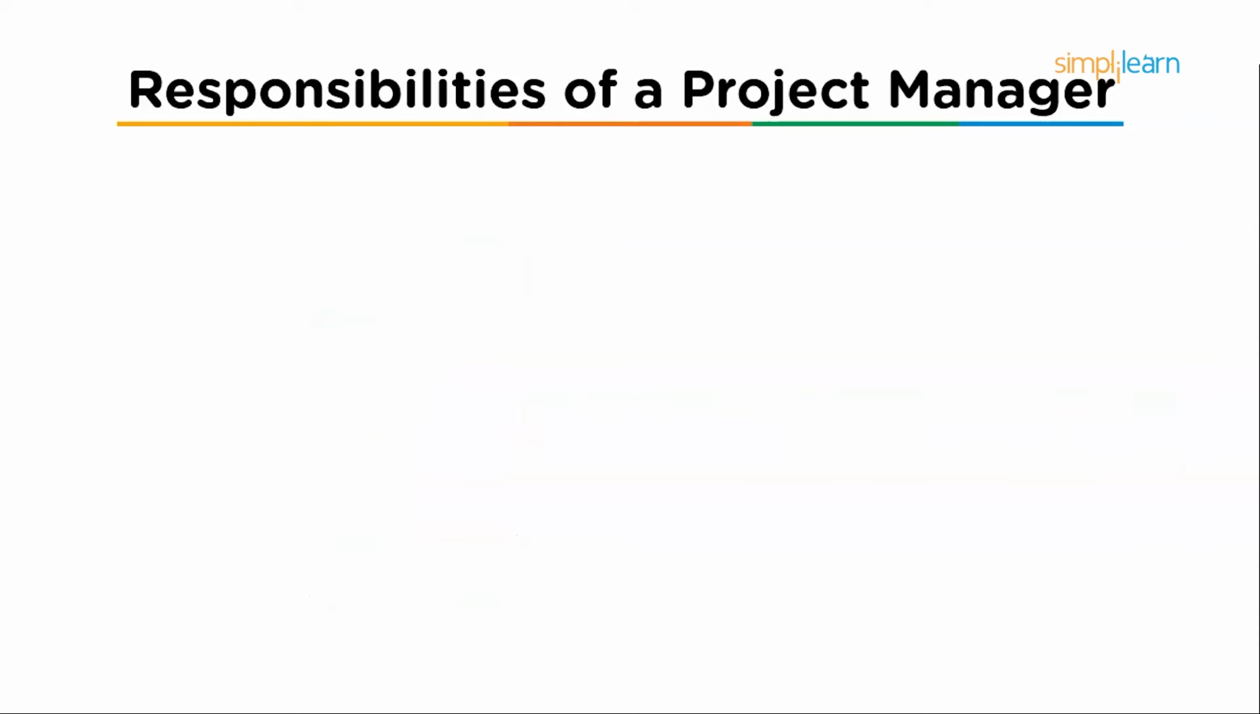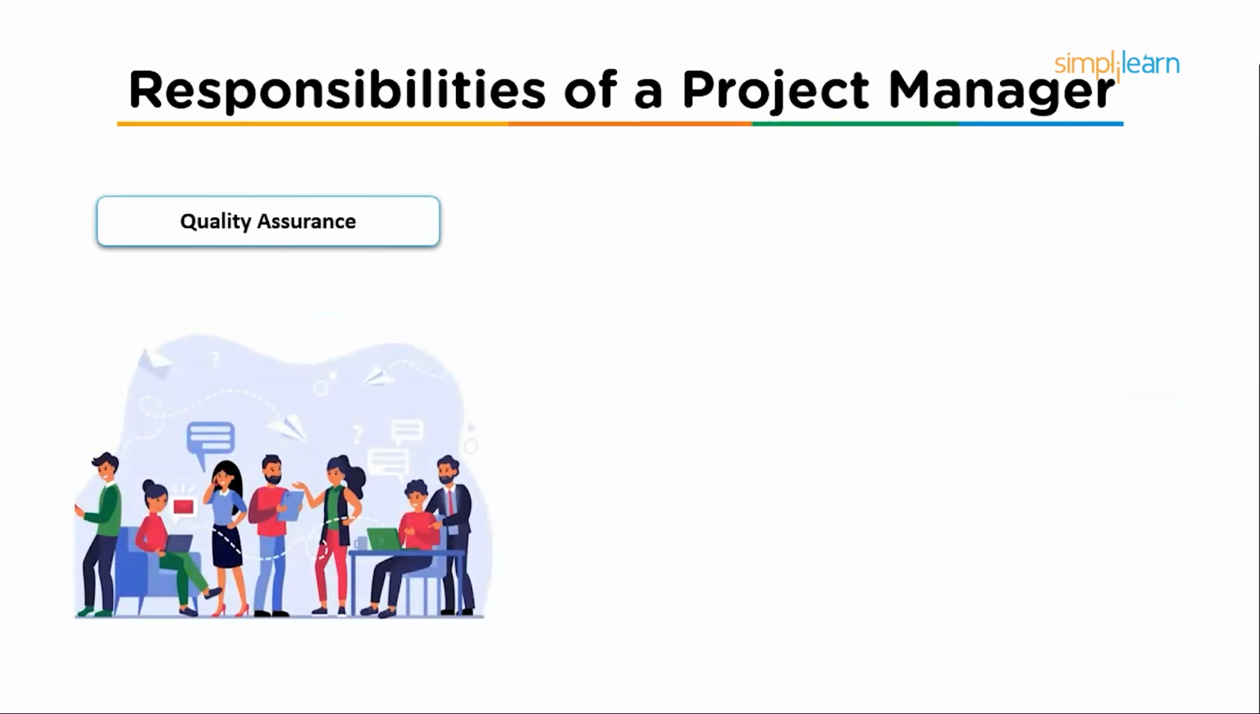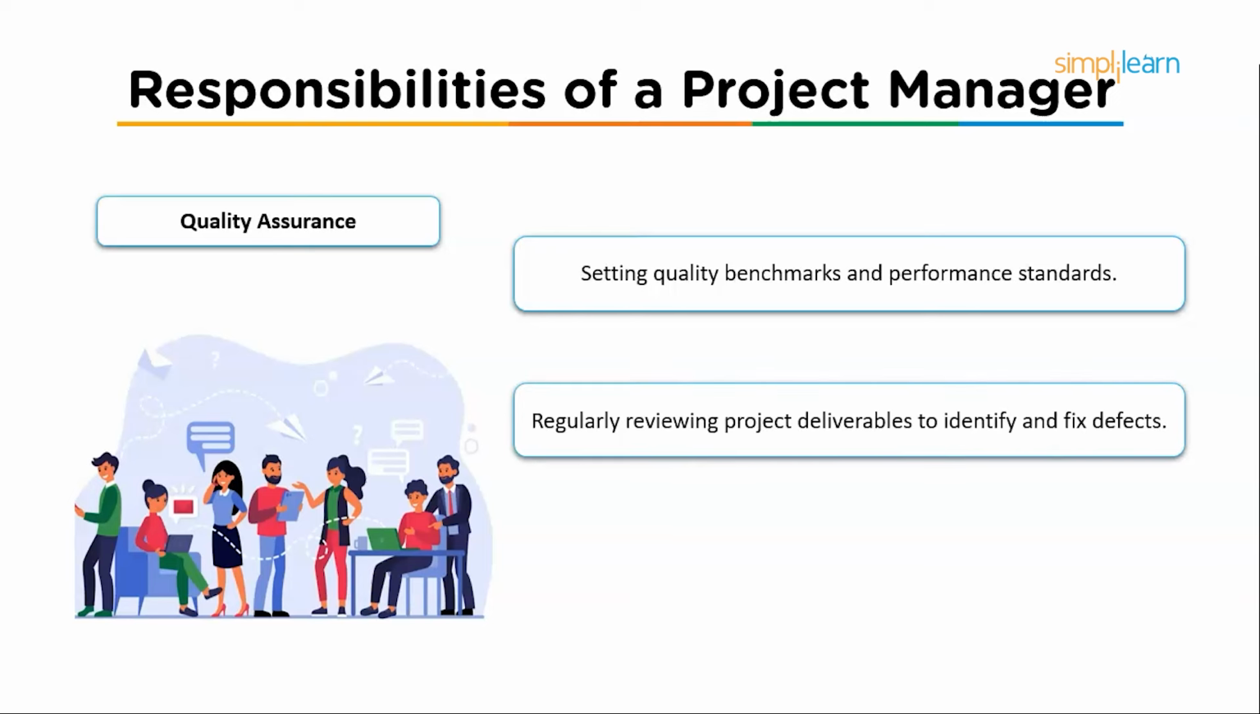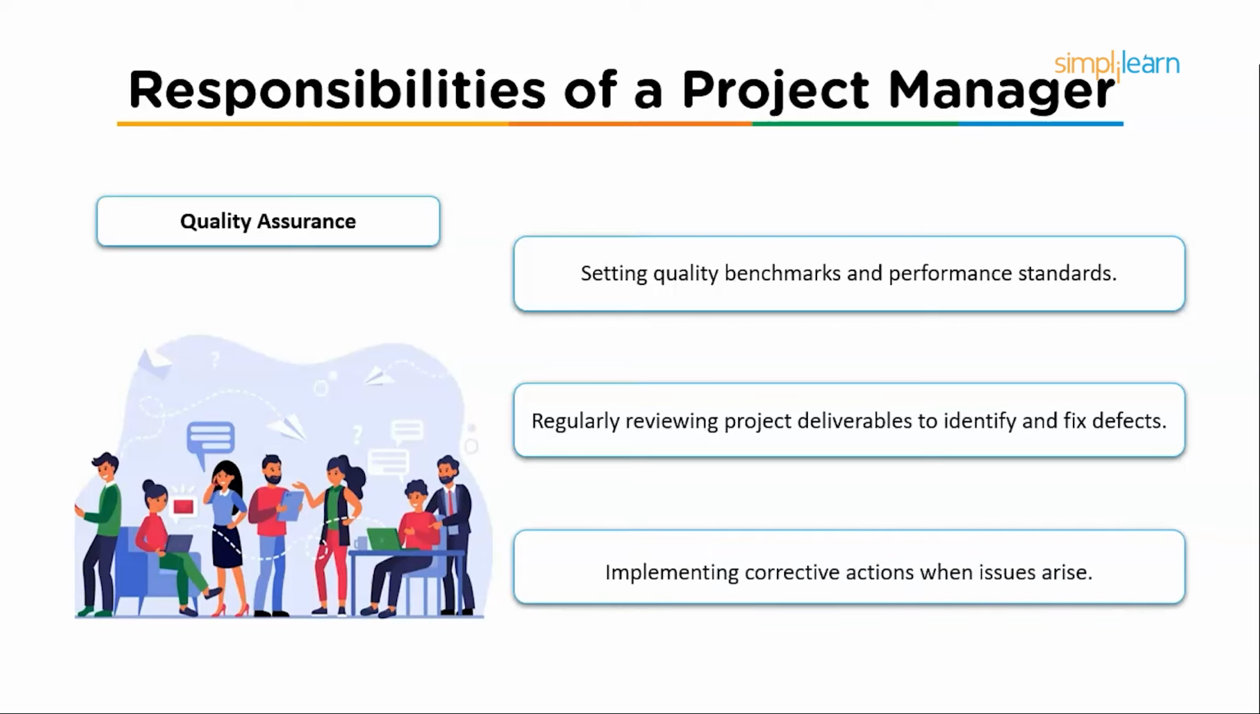Now moving on, we have quality assurance. Delivering high quality results is non negotiable. The project manager ensures setting quality benchmarks and performance standards. He also sees regularly reviewing project deliverables to identify and fix defects. And thirdly, he also implements corrective actions when issues arise. So, by maintaining quality at every stage, the project manager ensures that the final product meets the stakeholders' expectations.